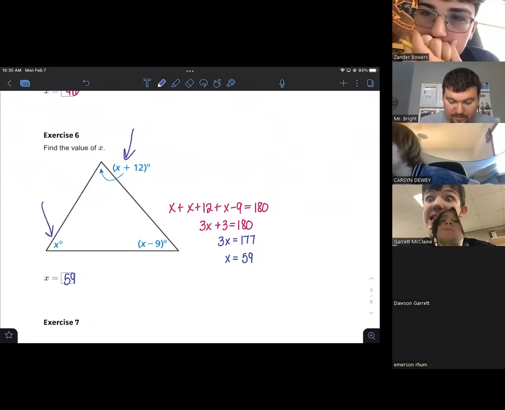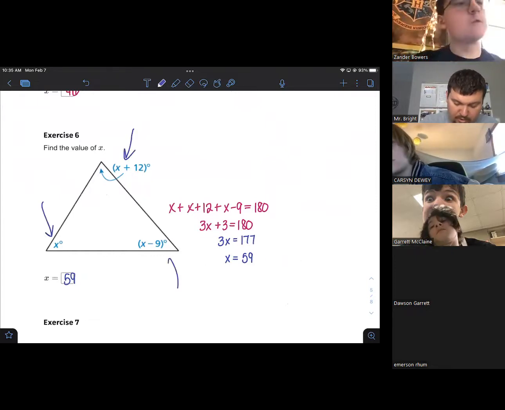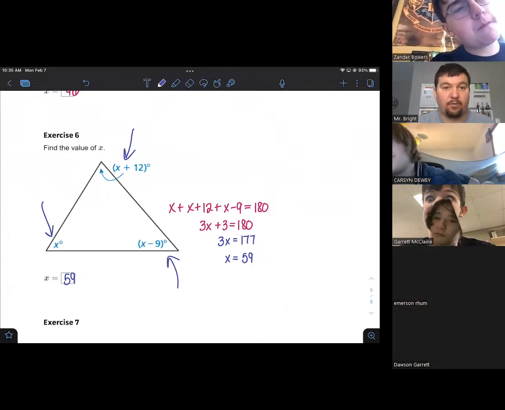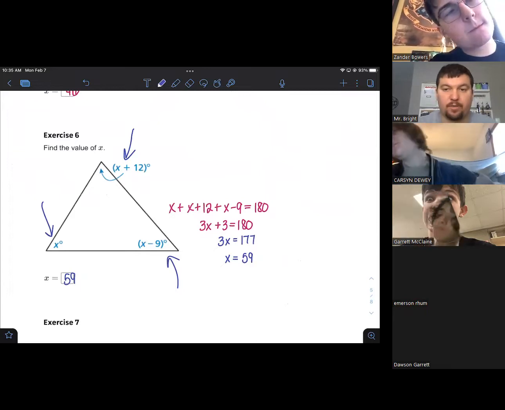Although if I did, it'd be pretty simple. You're going to add 12 to 59 to get 71. And then you're going to subtract 9 from 59 to get 50. And then you can add those three together. And if they equal 180, you just check your answer and it works.